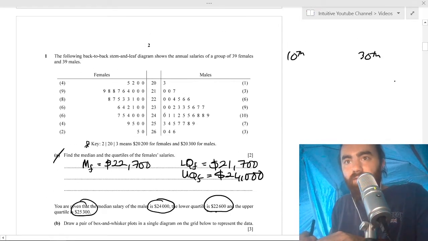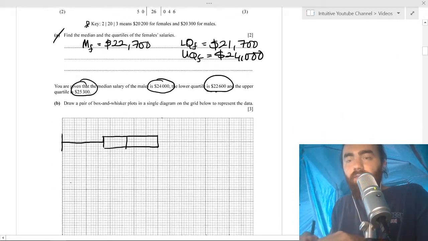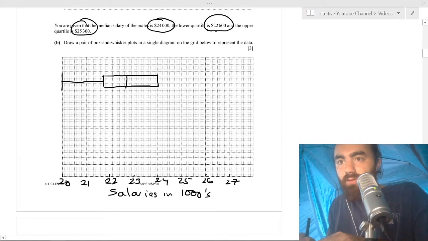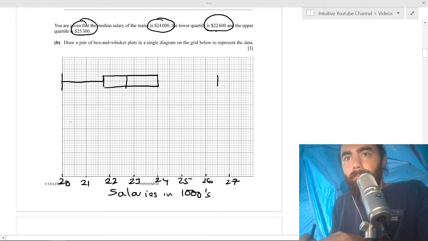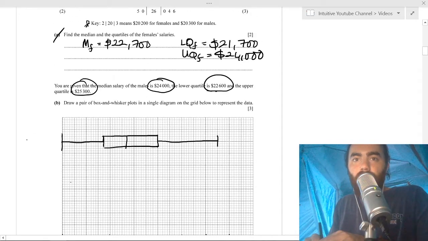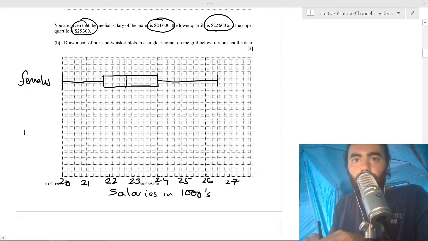And then let's do the highest value, which for females is 26,500. So 26,500, which is here. Okay, so this is for females. And then we can do for males here.